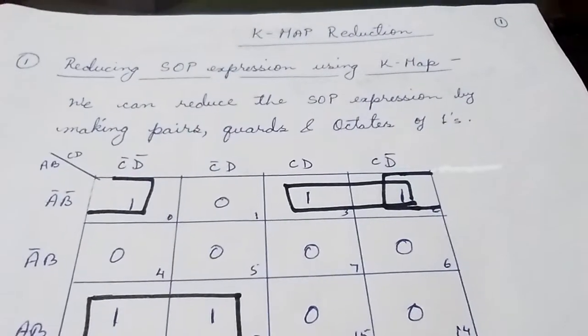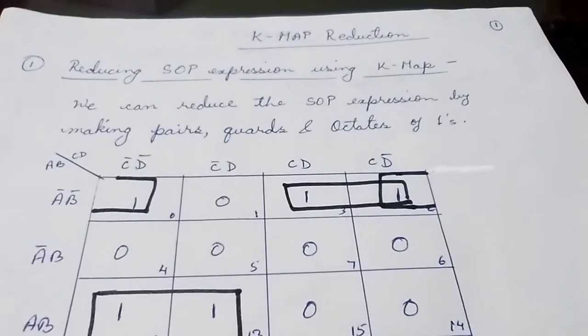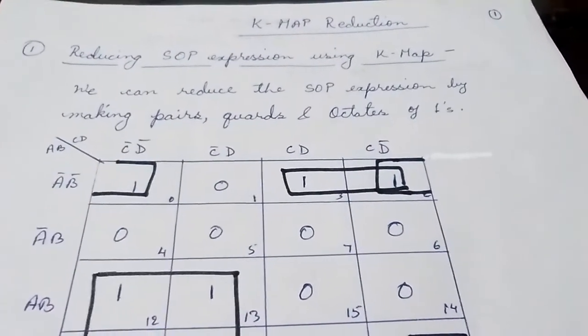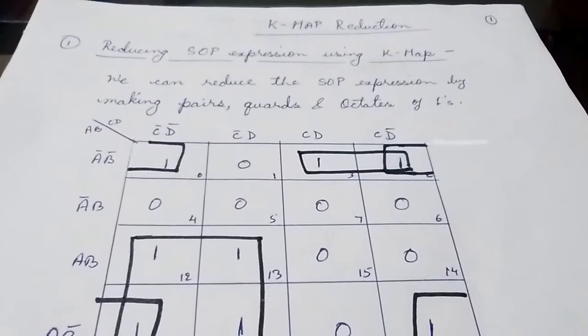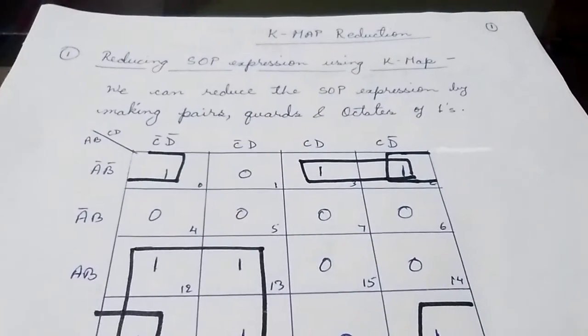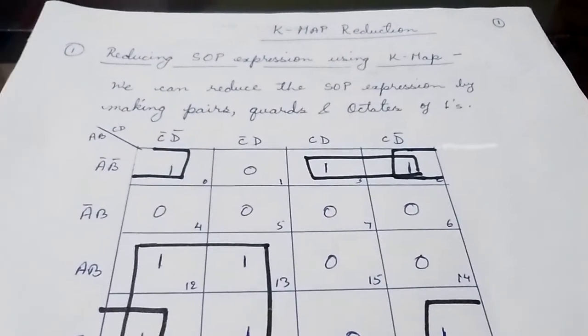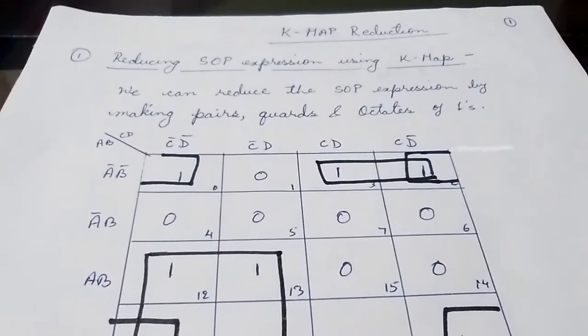In this video, we are going to see how to reduce the SOP or POS expression by using the K-map. In the previous video, I had taught you how to plot the Karnaugh map. In this video, we will see how to reduce the expressions. Now we will see the first one, reducing the SOP expression by using the K-map.